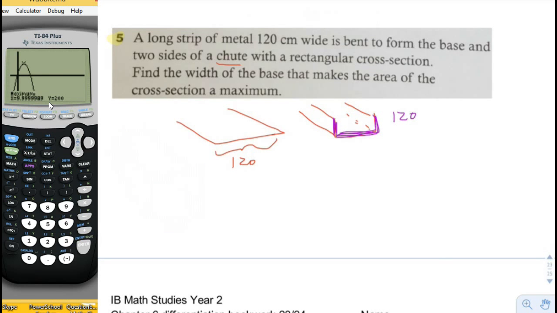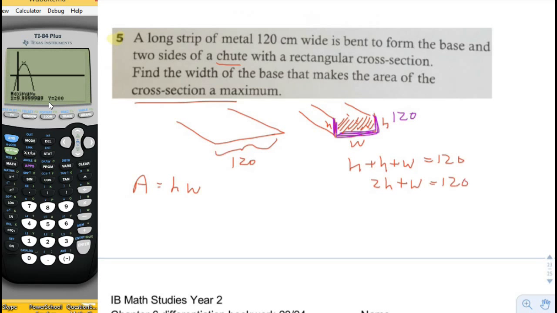Now let's try to write equations for this. So we want to make the cross-section a maximum. The cross-section would be this area here. The cross-section, let's give it as A. So A is equal to, and I'll call this width, and I'll call this height, and I'll call this height. So the area is width times height, right? And then I can relate h to w by saying, hey, h plus h plus w is equal to 120, right? Or 2h plus w equals 120. And I want to optimize A. I want to make it maximum possible.